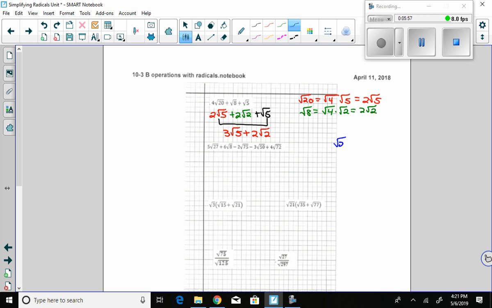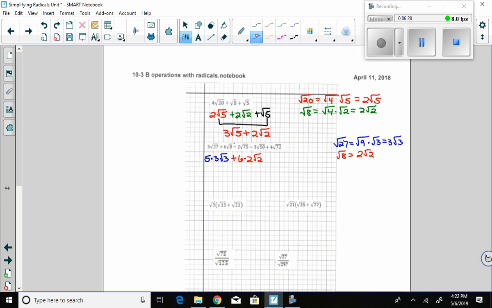The square root of 27 is the square root of 9 times the square root of 3, also known as 3 root 3. Again, one of those you're going to see a ton of. So this becomes 5 times 3 root 3. All right. Now we've got this 6 root 8, right? So the square root of 8, I just told you guys from up above, is 2 root 2. So we have plus 6 times 2 root 2.